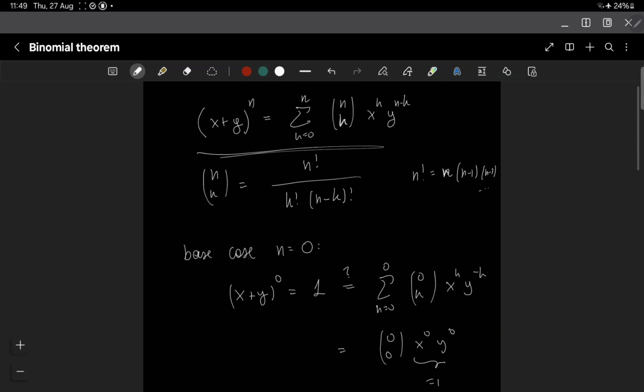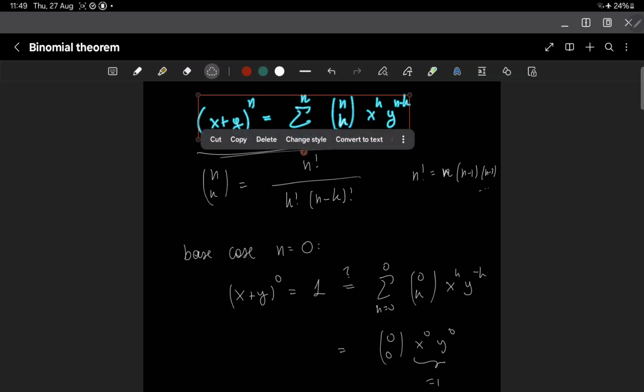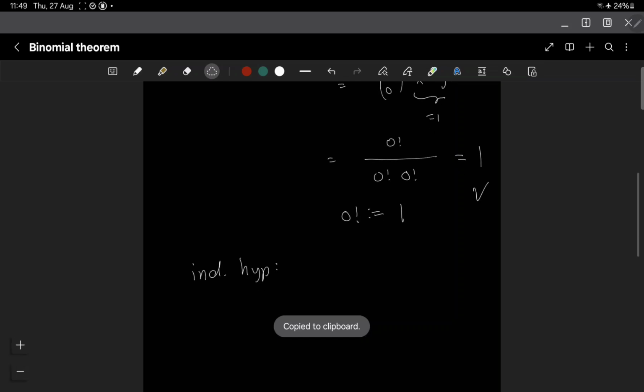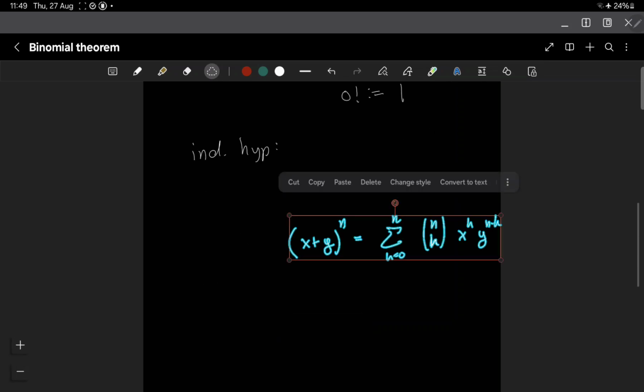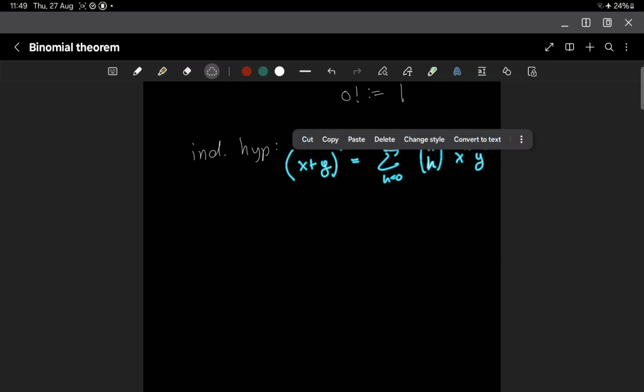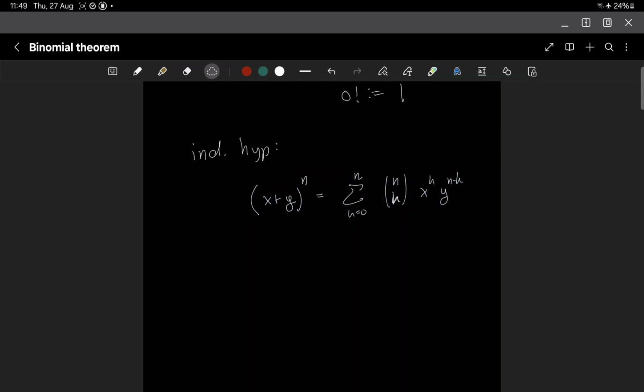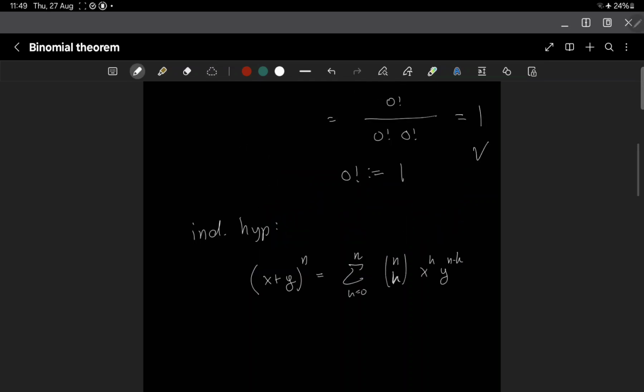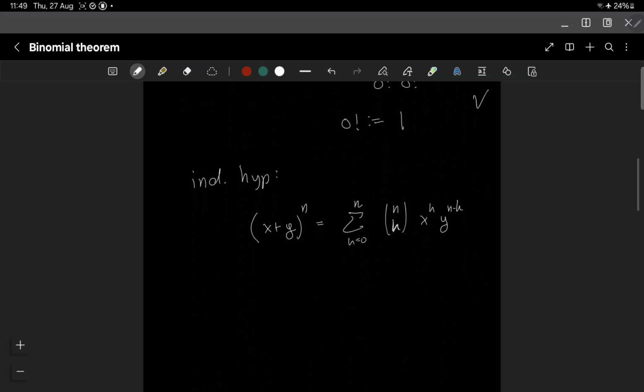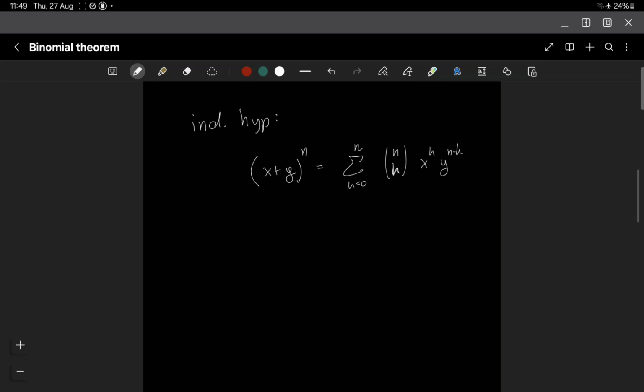Now we do the induction hypothesis. The induction hypothesis is just the theorem itself. I'm going to copy this. This is our induction hypothesis, and now we do the induction step. We showed that for 0 it is the case. We assume that it is true when the exponent is n, and now we show that it is true for n plus 1.